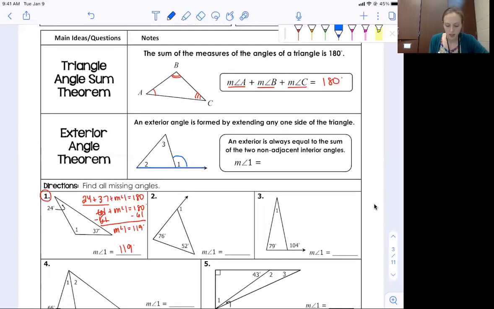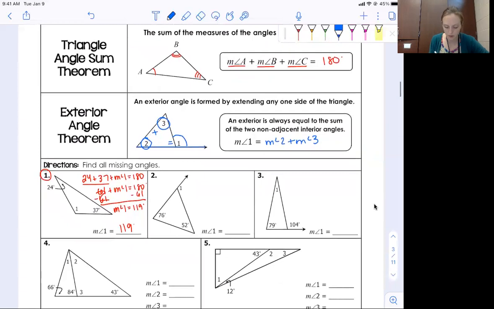So what does that mean? It means that angle 1 here on the outside of the triangle is equal to the measure of angle 2 plus the measure of angle 3. So we add these two angles here, set it equal to angle 1. So measure of angle 1 equals the measure of angle 2 plus the measure of angle 3. So let's look down at problem 2 next.